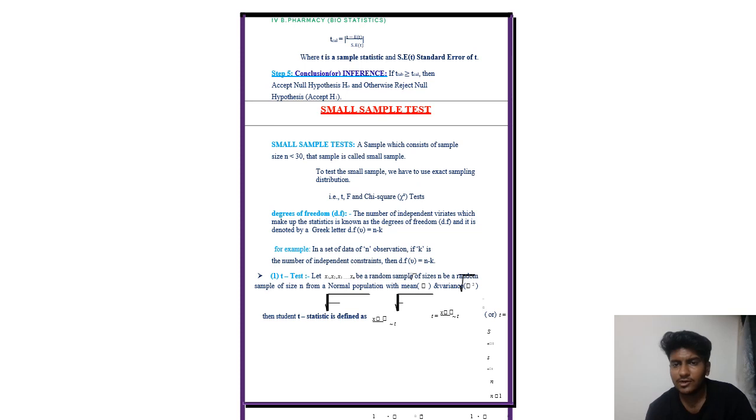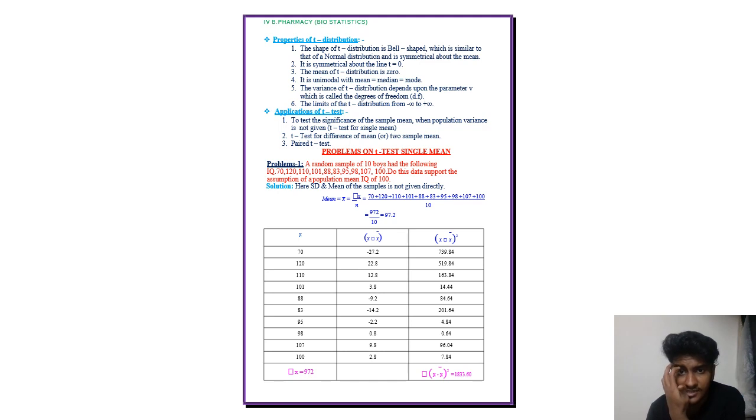Sample test. So there are two types of sample test: when the sample size is less than 30 and when the sample size is greater than 30. Okay. So whenever the sample size is around 30 or less than 30, we use the t-test, and whenever it's more than 30, we use the z-test. So a small sample test is the t-test.